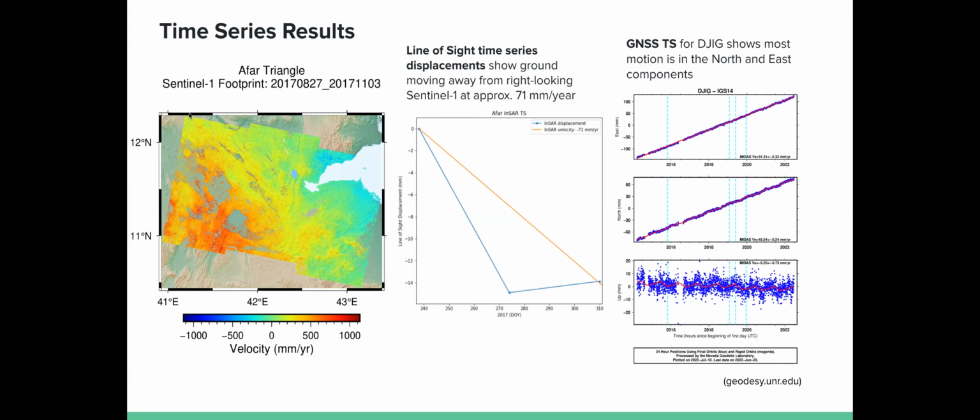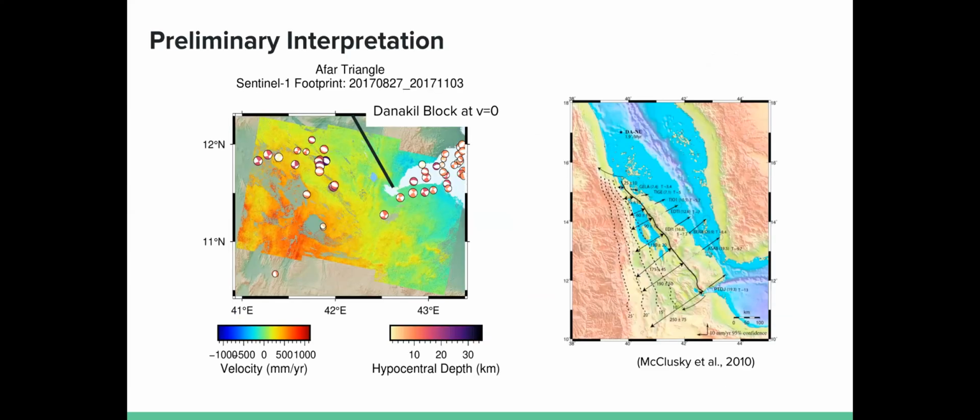And then I have one more slide, I believe. So finally, this is showing some very preliminary interpretations of these results. As I mentioned, there are several interesting and diverse models that exist in the literature that attempt to explain how divergence at this triple junction is accommodated within the Afar Triangle Depression.